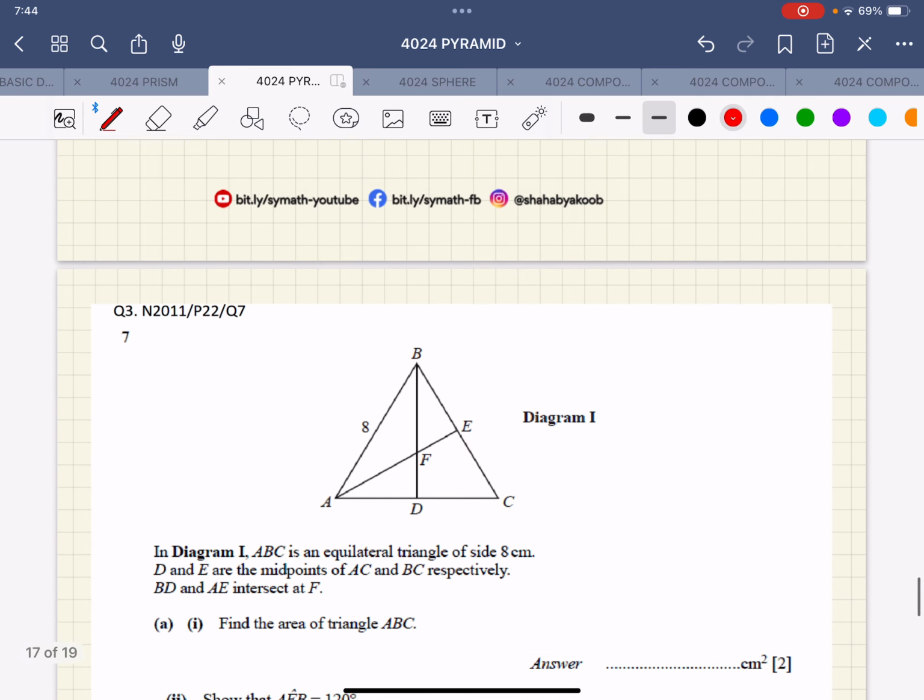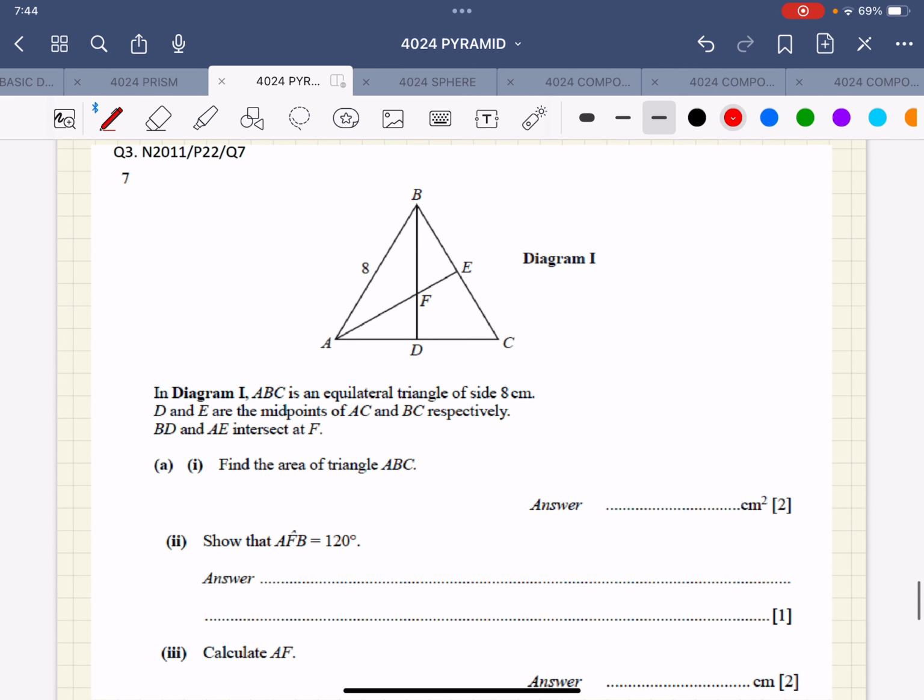Now, let me show you the working for this question. Now the question says, in diagram 1, ABC is an equilateral triangle of side 8 centimeter. So we have A, B, and C. That's an equilateral triangle. D and E are the midpoints of AC and BC respectively. BD and AE intersect at F. There is F over here.